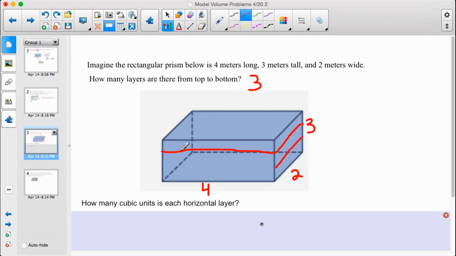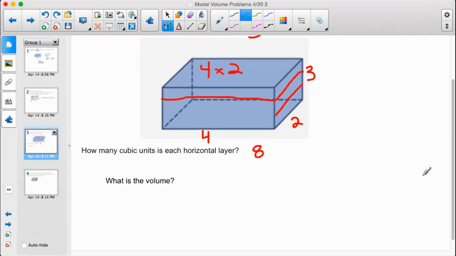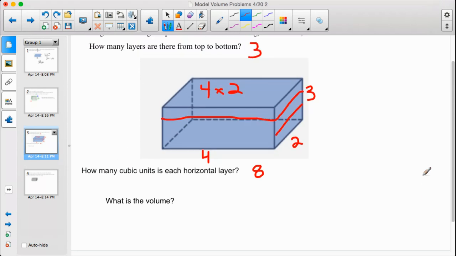We're looking at this top layer. Now, if I know that it's 4 meters long and 2 meters wide, it's asking how many cubic units is that? You could take the time to draw out 4 and then 2 wide, but I know that I'm going to be finding the whole area of this face. So I can just do 4 times 2, and we know that 4 times 2 is 8 cubes, or 8 cubic units. And then the last question asks, so what is the total volume?